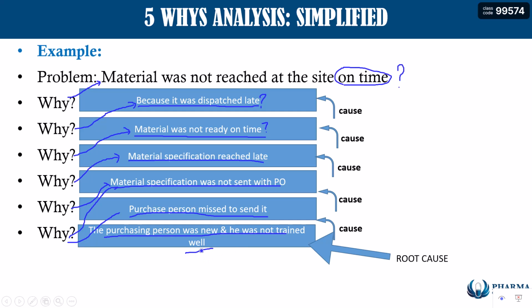So this is the reason why the material was not reached at the site on time, and this is called the root cause, because you have identified the root cause which can help you to eliminate its reoccurrence in the future. Once you identify the root cause, you can take the corrective actions, and hopefully this will not reoccur in the future. I hope you understand this with the help of a very simple example. Let us move on to the next point.